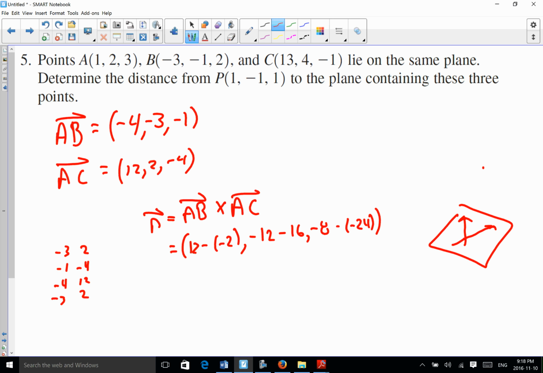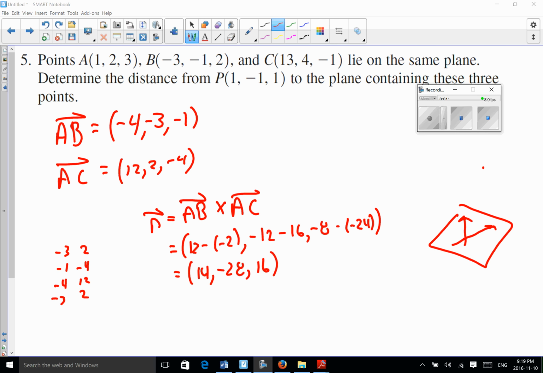Okay, so I end up with an equation of 14, -28, and 16. Sorry guys, no typo there, got distracted for a second. Last number was wrong there, right? It should be -8 minus -36. That would be better, which gives us 28. Yeah, there's nothing wrong with that vector.